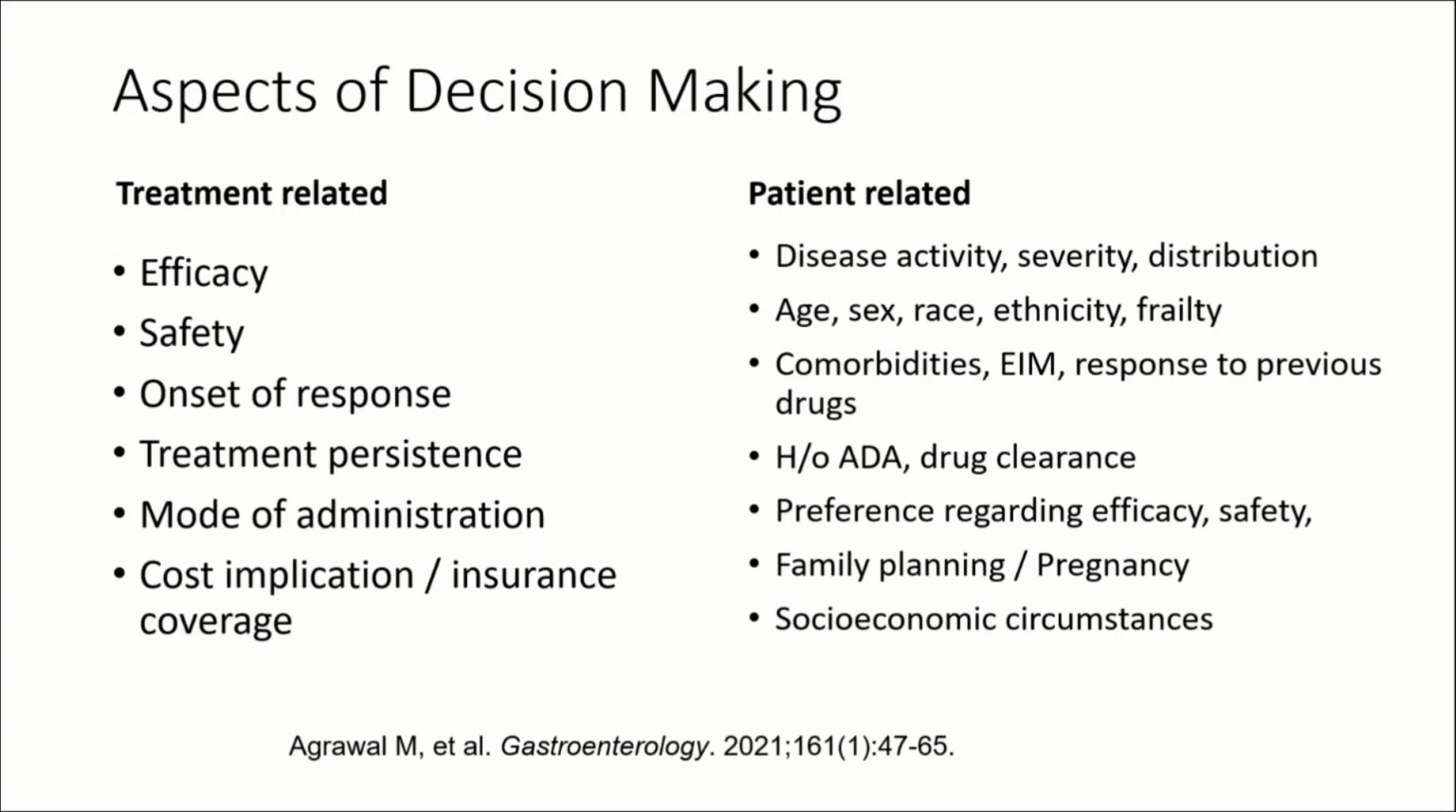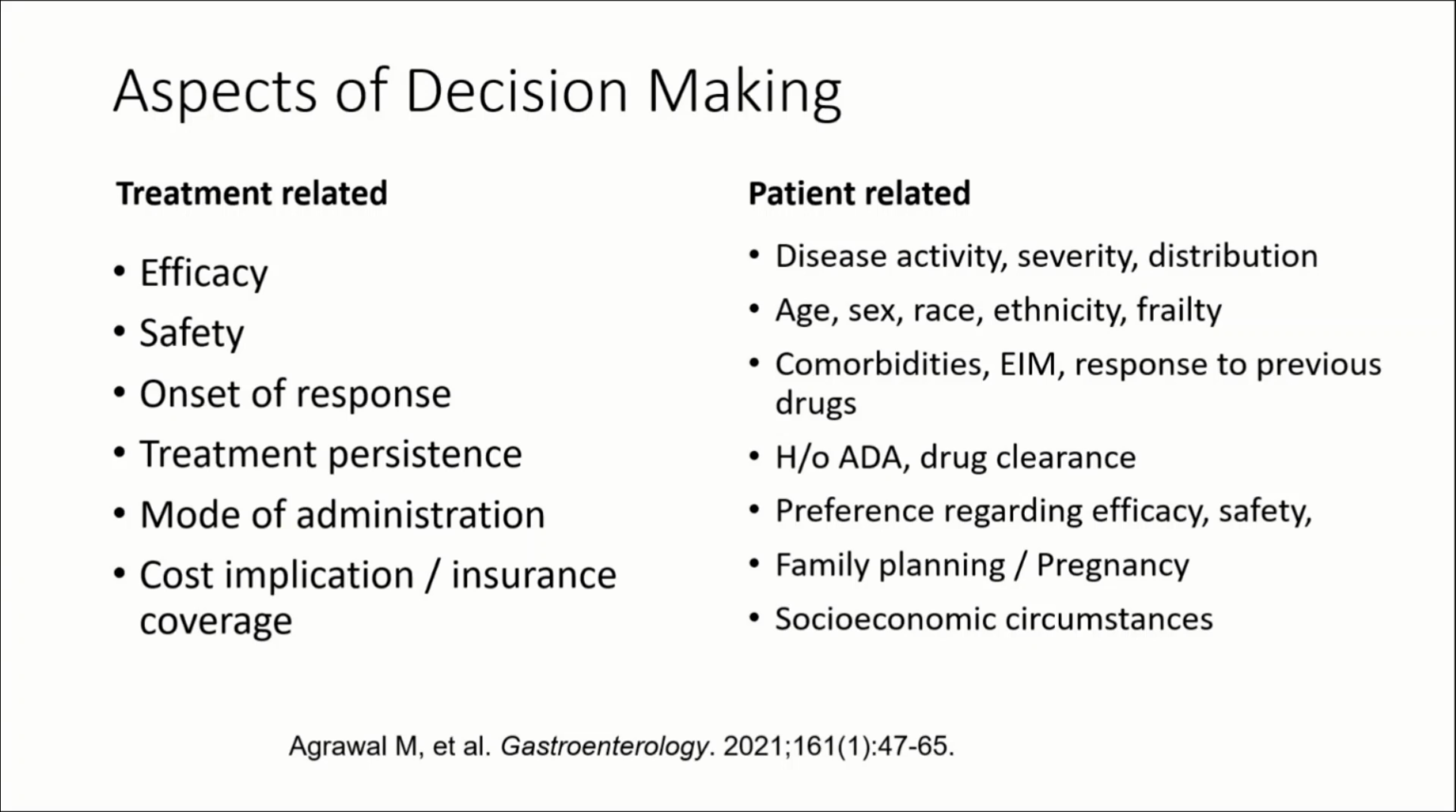Safety is important. The onset of response is important, but not all the time. The patient wants to get better, and we want them to get better, but we're not going to choose a drug just because it makes them feel better quickly if it's not effective long term. So that's one thing to keep in mind. Treatment persistence is important, so you want to choose a drug which is going to work for a longer duration of time. So when you make a decision, you need to look at what we call treatment failure rates.